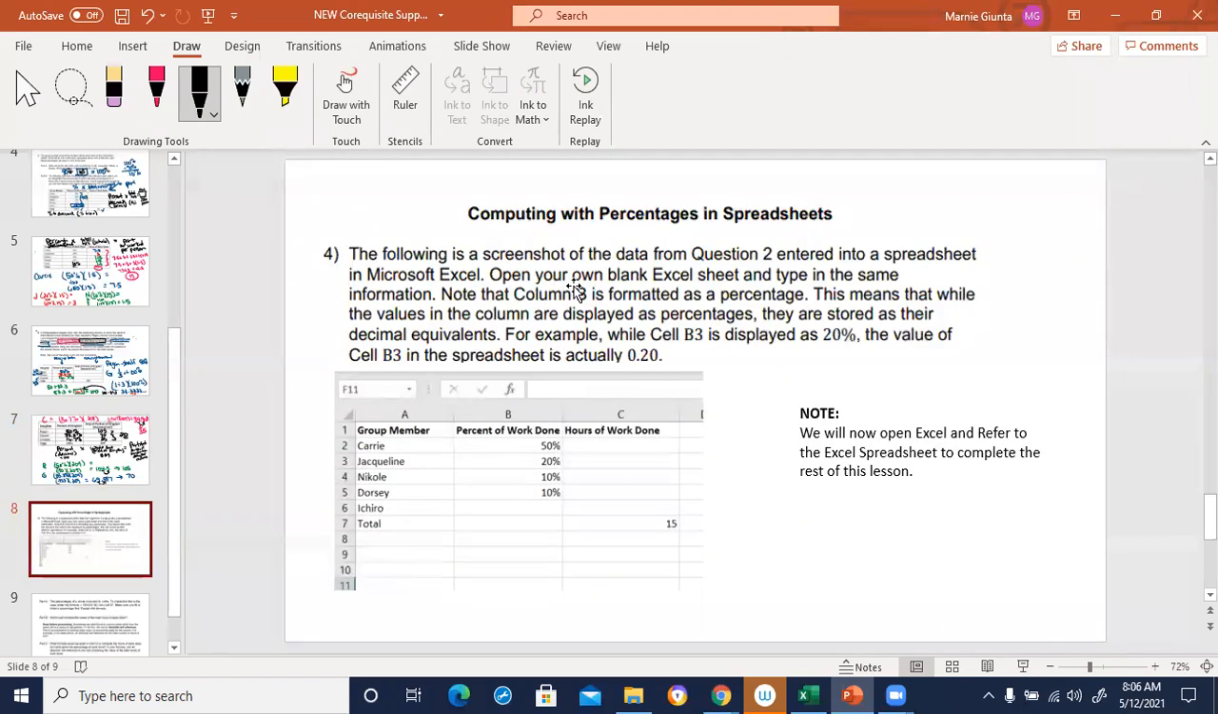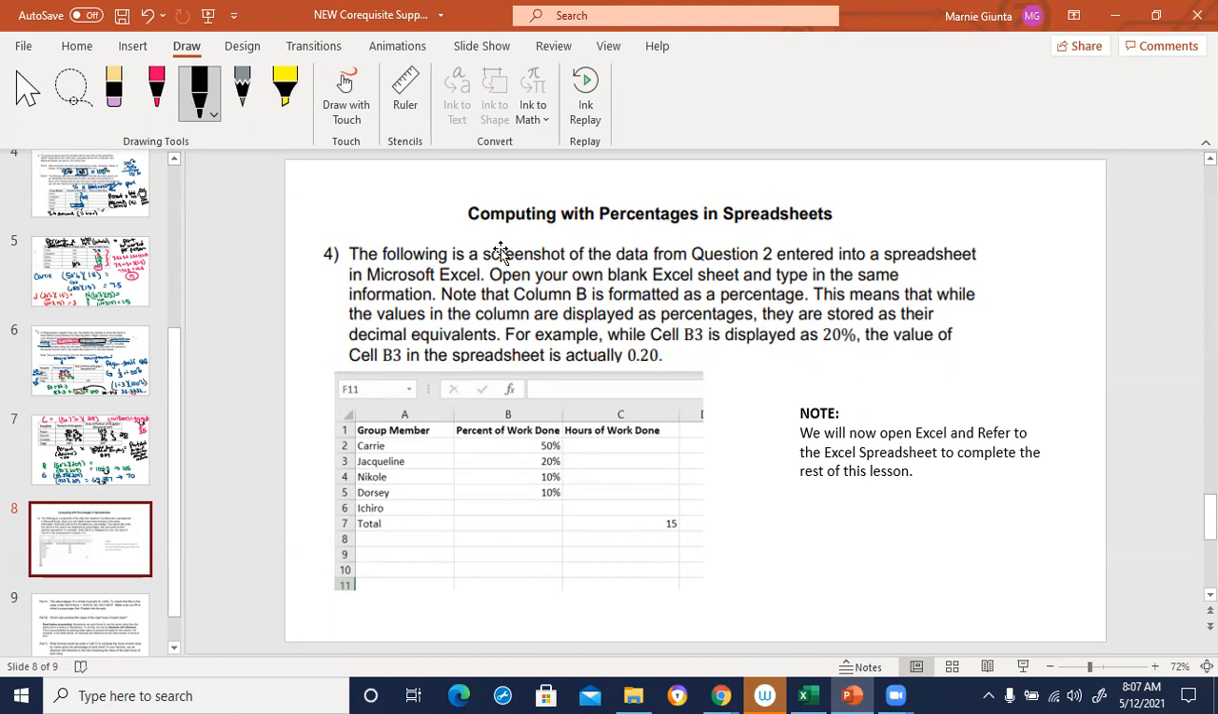So here is what they did in this next problem. The following is a screenshot of the data from question 2 entered into a spreadsheet in Microsoft Excel. So you open your own blank Excel sheet and type in the same information. Note that column 3 or column B is formatted as a percentage. This means that while the values in the column are displayed as percentages, they are stored as their decimal equivalents. So remember, I had to take every percent and convert it to a decimal. Excel already knows to do that. It's already programmed into the application.